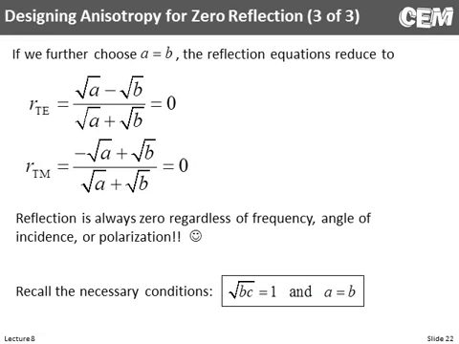Now what we're going to do, notice in the numerator of these equations we have essentially an A minus B and a B minus A. Well, if we choose A to equal B, then both of these equations go to 0. So in other words, we have no reflections for all cases. There's no angles in those equations anymore, frequency, material property, nothing. So we've ensured that our reflection will always be 0 for all polarizations, all frequencies, and all angles of incidence. How did we do that?